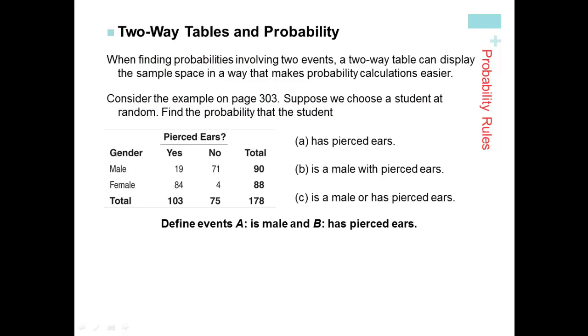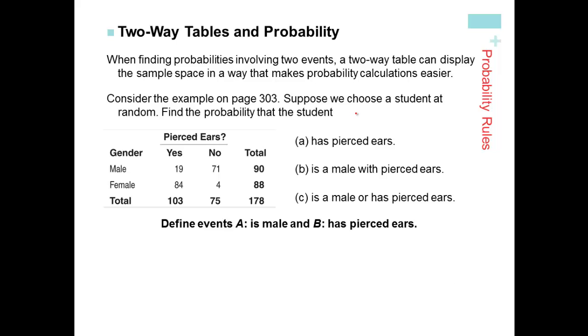When finding probability involving two events, a two-way table can display the sample space in a way that makes probability calculations easier. Consider the example on page 303. Students in a college statistics class want to find out how common it is for young adults to have their ears pierced. They recorded data on two variables, gender and whether the student had their ears pierced, for each of all the 178 people in their class. The two-way table below displays the data.